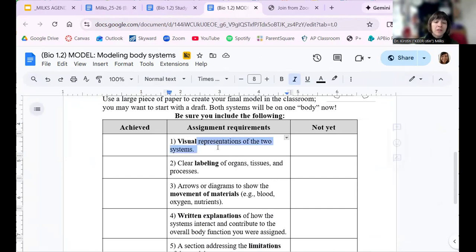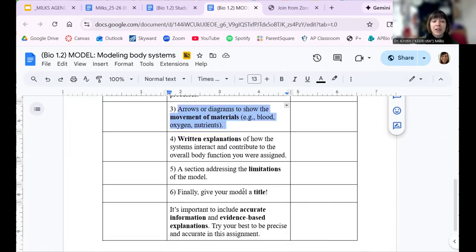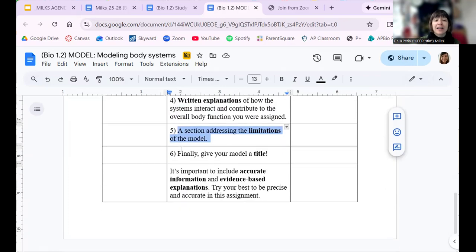So you'll see there's a place for visual representation of the 2 systems, clear labeling of the organs, tissues, and processes. Arrows or diagrams that show the movement of materials. There's movement in every single one of these, either information or materials or the system itself moving. A written explanation of how the systems interact and contribute to the overall body function you were assigned. A section addressing limitations of the model, and you'll give your model a title.